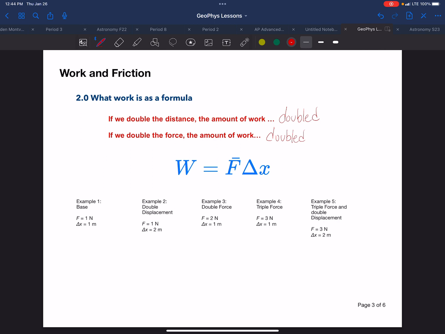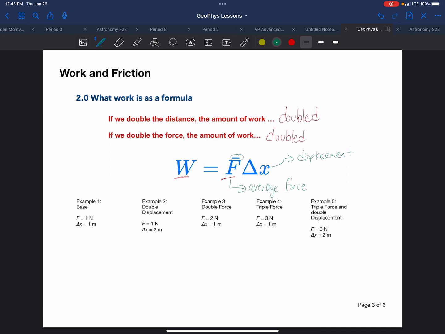Which leads us to this formula that the work done is equal to the average force multiplied by the change in position or the displacement. So we call this the average force, denoted by the bar over top. And we have this displacement. So let's do some examples with this formula.